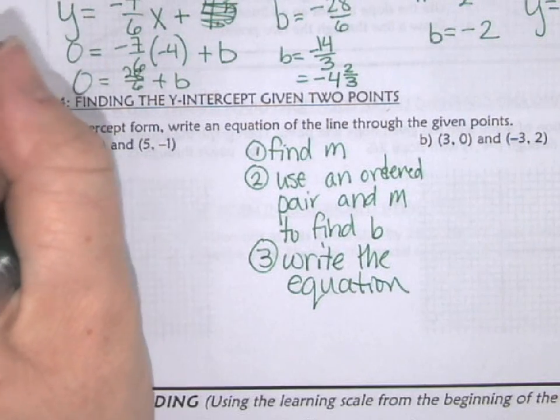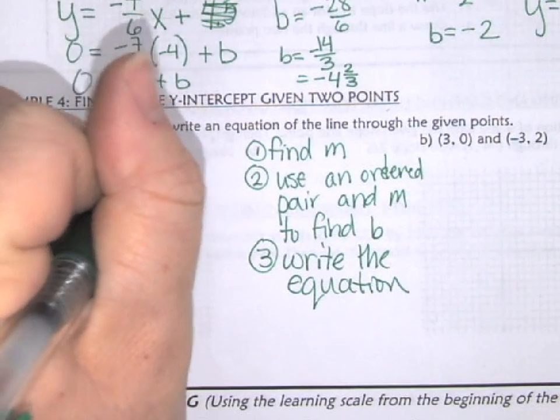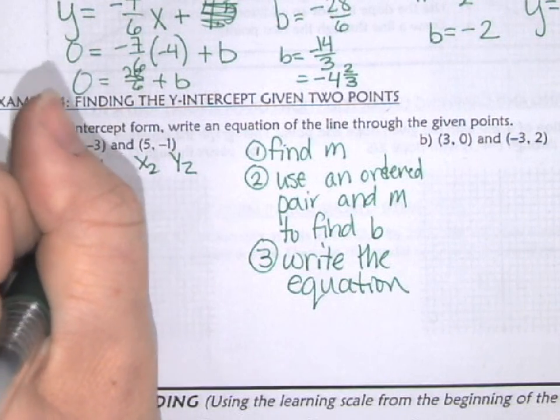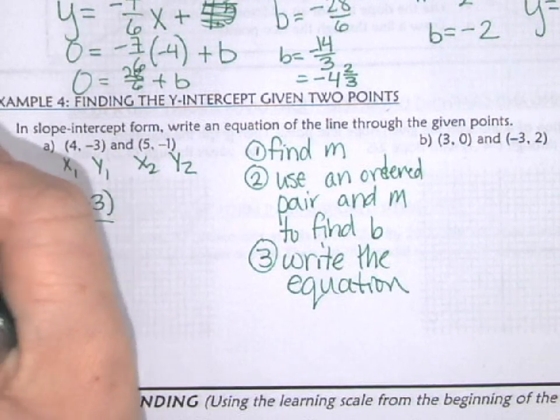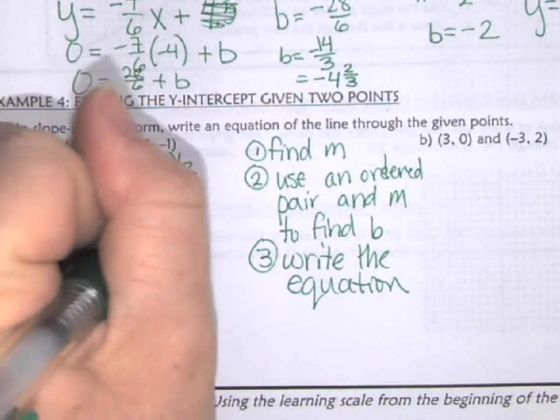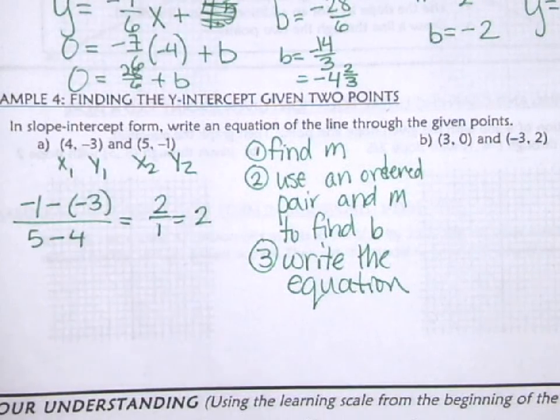So x1, y1, x2, y2, -1 minus -3 over 5 minus 4 is 2 over 1, or 2. You can decide which point you use. You can use the first one or the second one. It does not matter. I'm going to use the first one for this one. I'll use the second one for the next one.